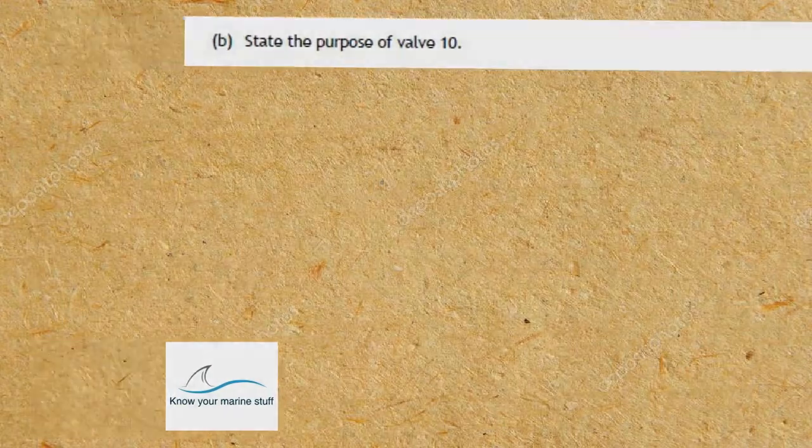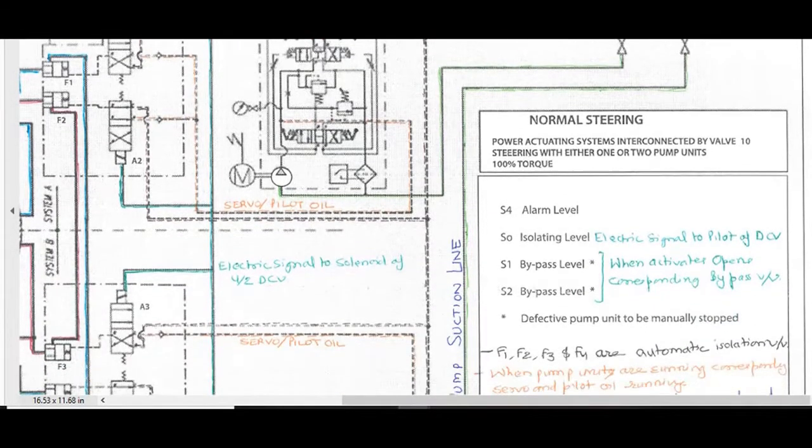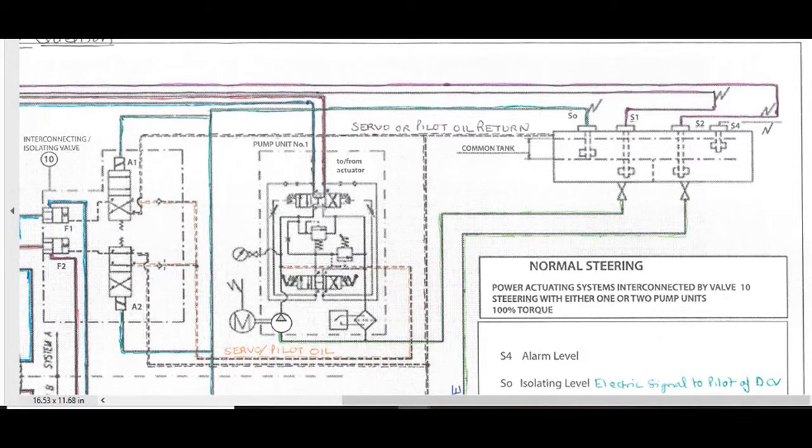Part B of question number 4. State the purpose of valve 10. This question is for 2 marks. In part B they are asking about the purpose of valve 10. From the diagram, we can see valve 10 is the interconnecting / isolating valve. This is a complete unit inside this dashed line. It contains these 2 DCVs and F1 and F2, the automatic isolation valves, and these check valves.